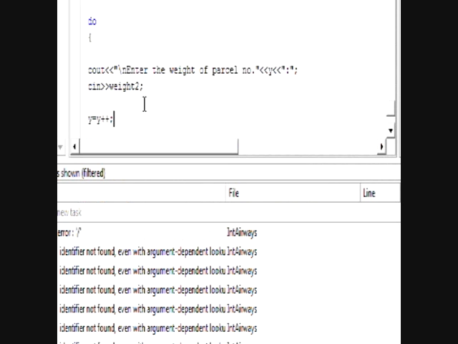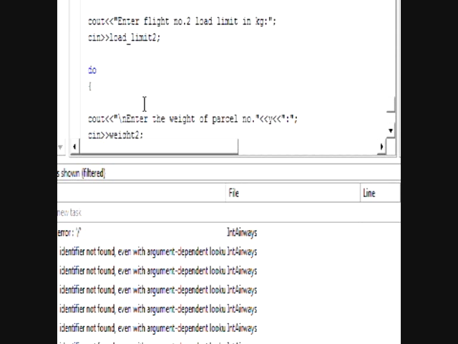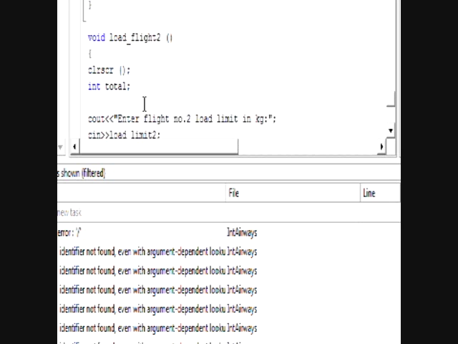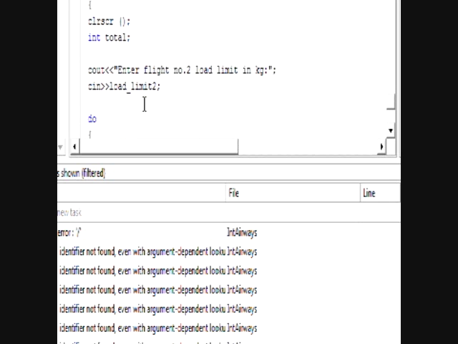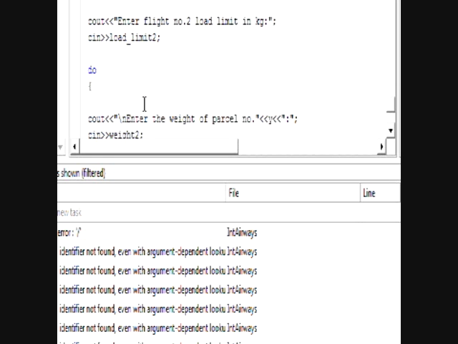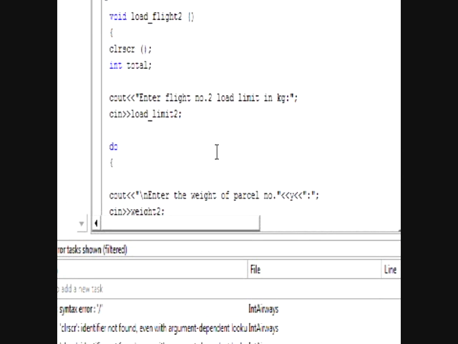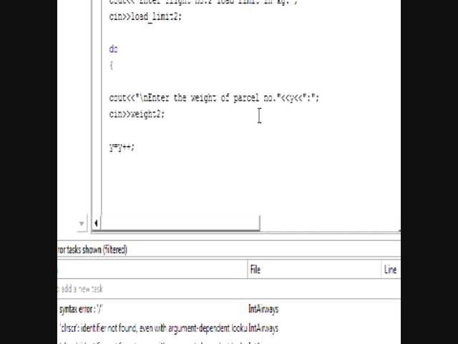Okay, so we are going on to flight number 2, as we mentioned already. We've asked the user to enter a place to go into flight number 2. Presumably the user enters the choice for flight number 2, and then we ask the load limit for that flight, and then we just carry on as usual.